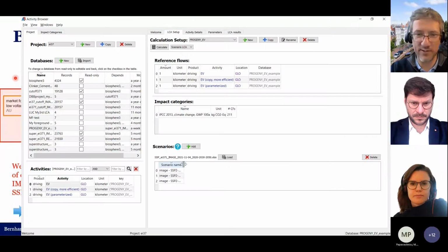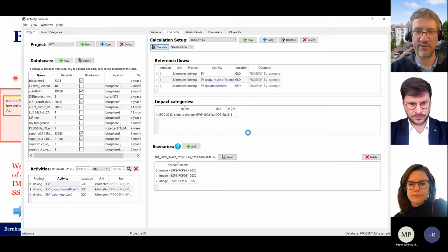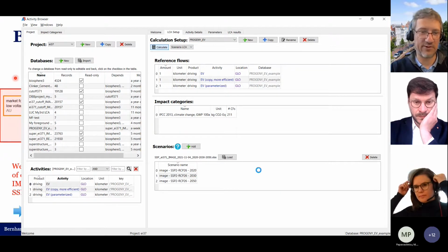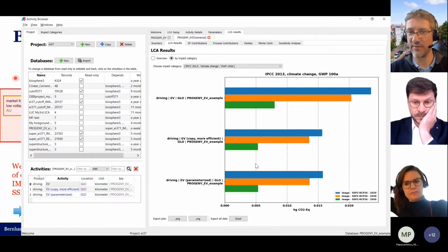Okay, let's see if it has loaded now. So we can see now we have these IMAGE SSP2, RCP 2.6 scenarios for the three years. And if we now calculate that, it will basically replace in that background database these 200,000 values for each LCA calculation, so that we really have a different background database, or different background scenarios, as a basis for the LCA. And here you can see the results.